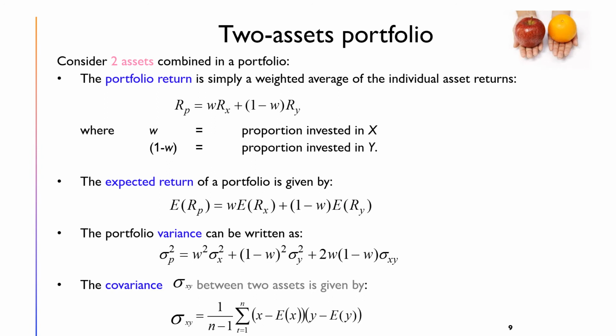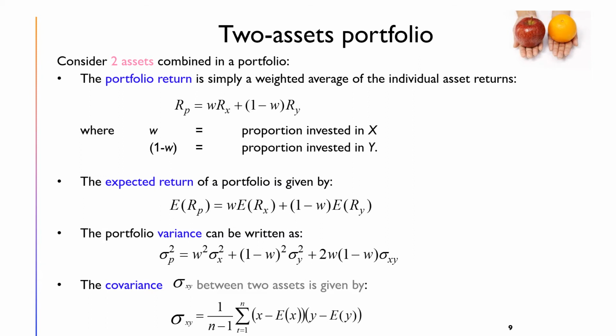In this slide, we consider a portfolio with two assets, asset X and asset Y. This slide shows the list of formulas to calculate portfolio return, expected return, variance, and covariance. The portfolio return is simply a weighted average of the individual asset returns. The weights are equal to the proportion of total funds invested in each security.